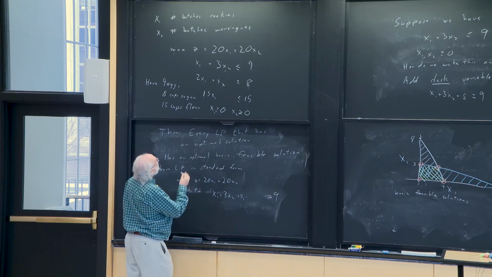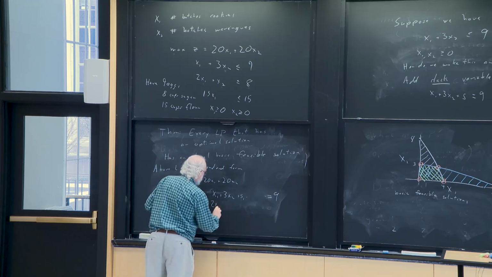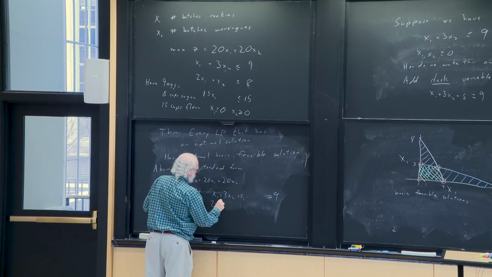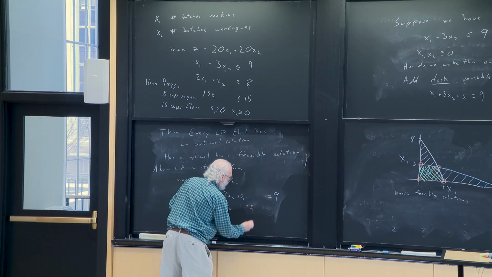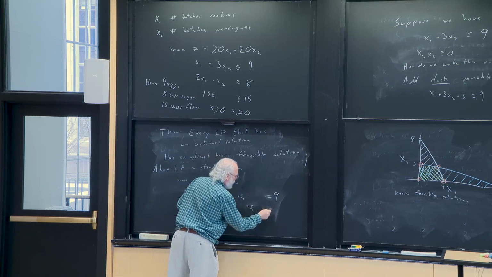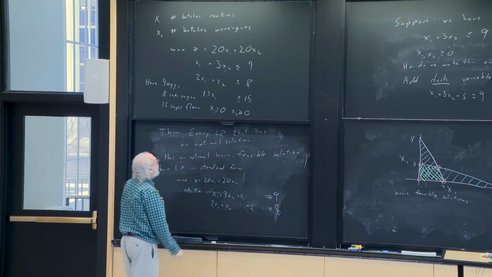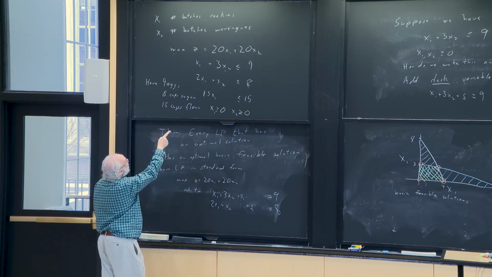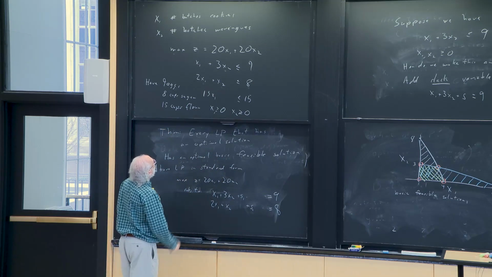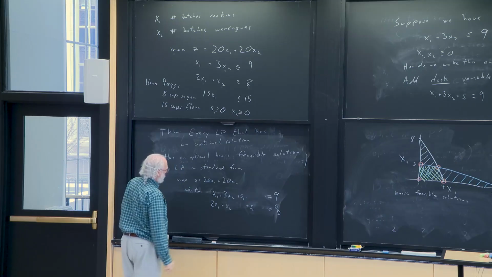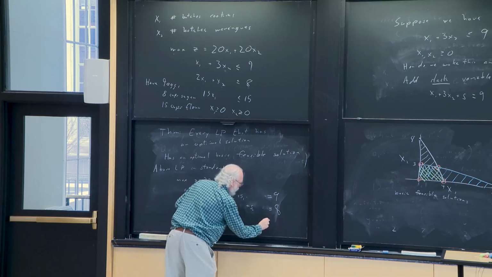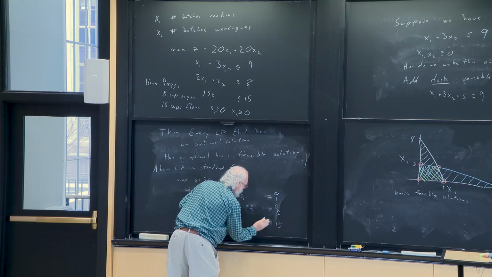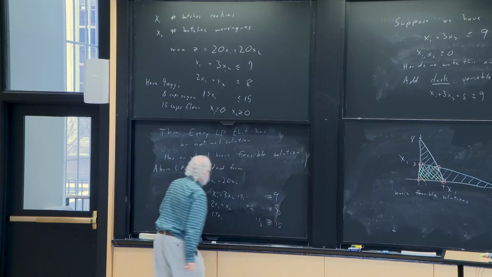And now we need 2x1 plus x2, and a different slack variable for the second equation. You need a slack variable for each equation when you're doing this. And finally, 1.5x1 is less than or equal to 15, so that would be plus s3 equals 15.